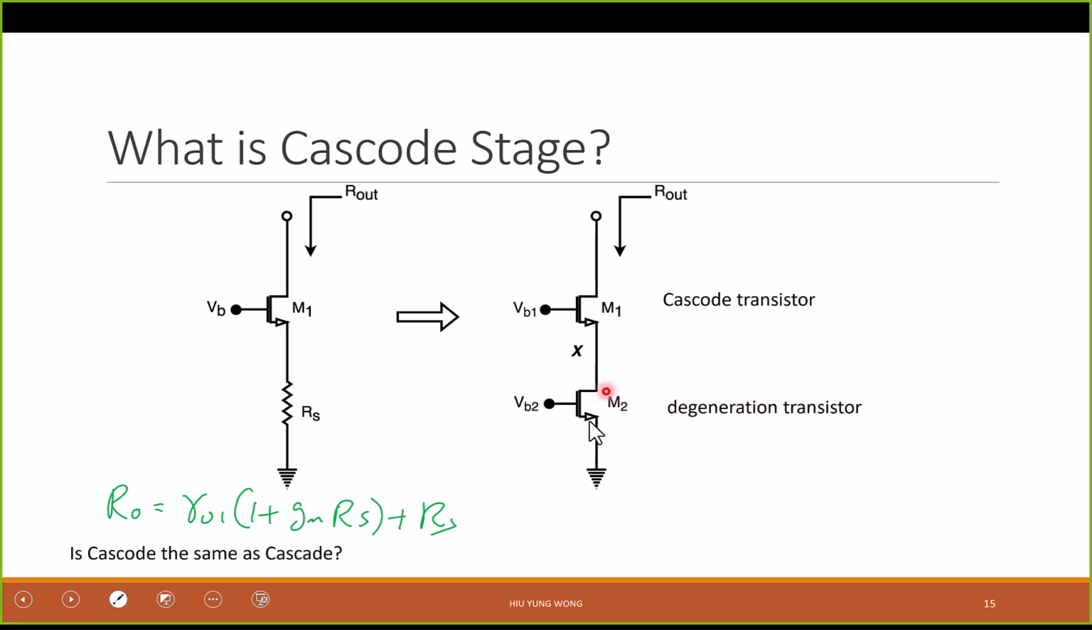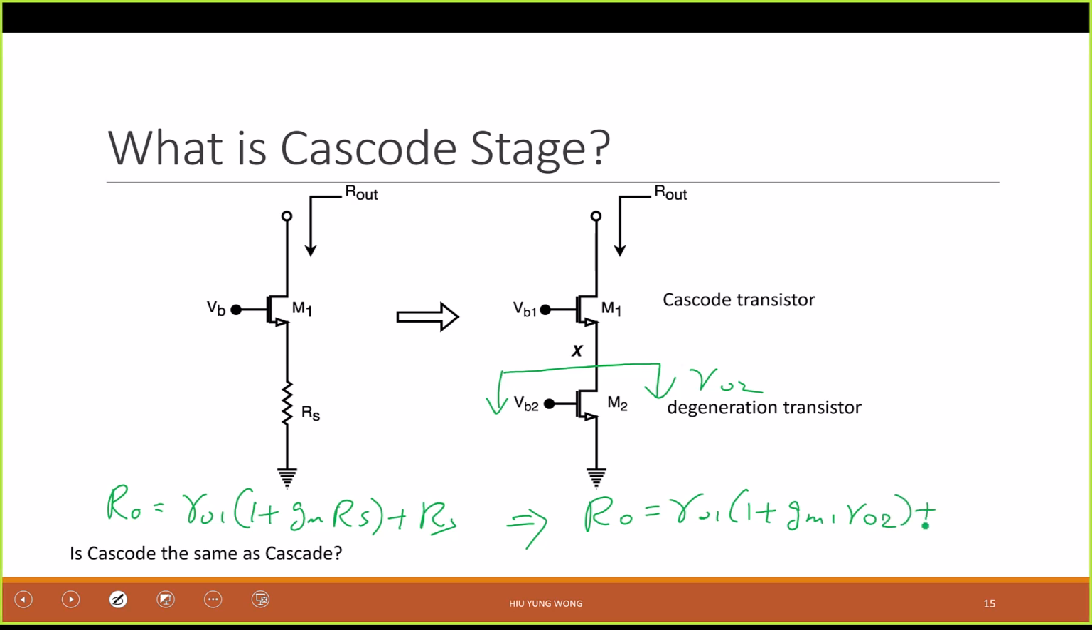What we do is that instead of having a degeneration resistor, we have a degeneration transistor. So this is just like a current source, and we solved this problem before. This is RO2, right? So now the output impedance is RO1 times 1 plus gm1 RO2, plus RO2. So that is the so-called Cascode circuit.